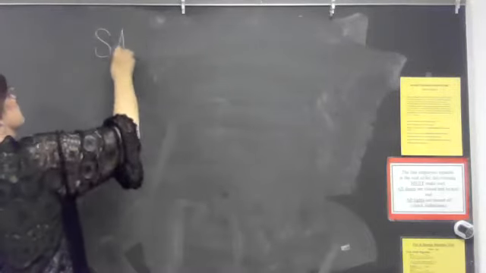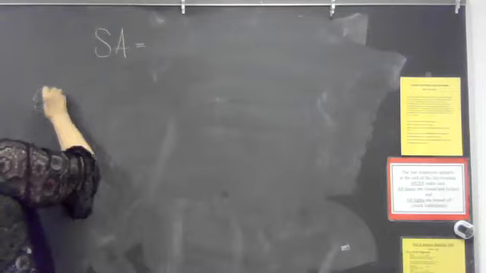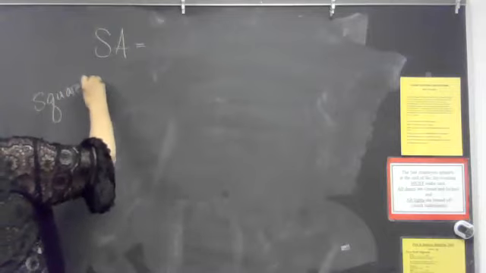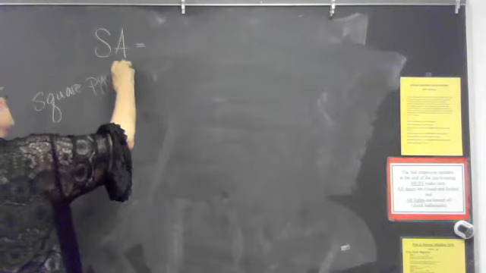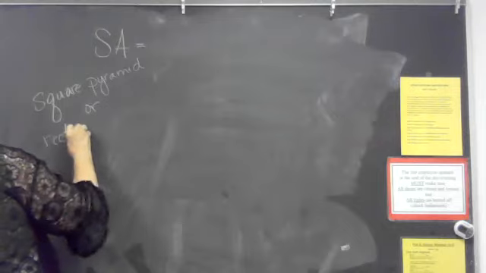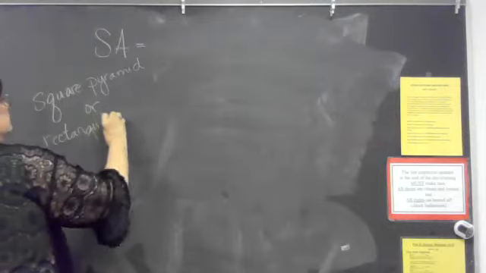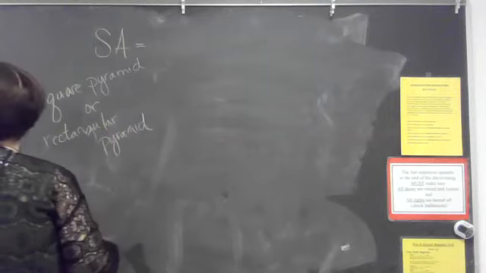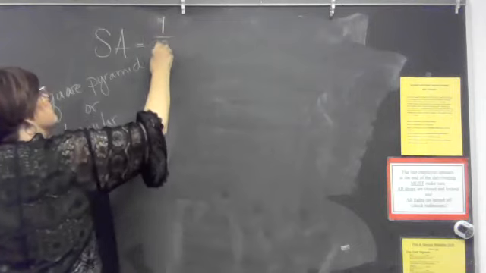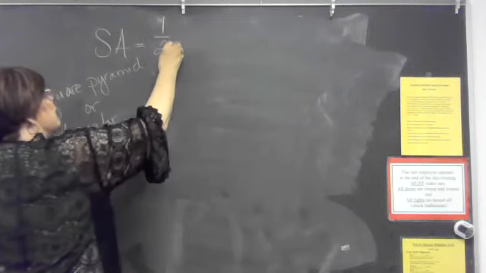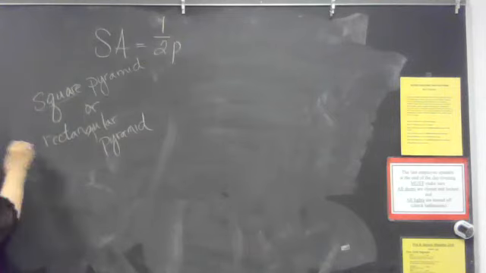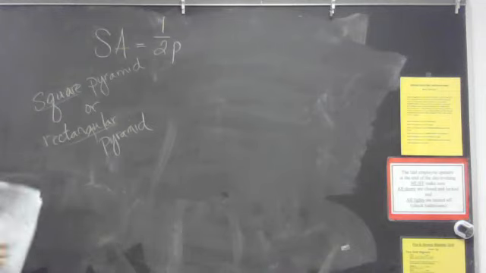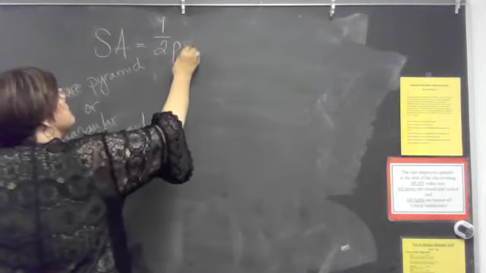surface area. This is for square pyramid or rectangular pyramid. The formula is 1/2 the perimeter of the base, and be careful, the bases are either a square or a rectangle on these last two pages. So the perimeter of the base times the slant height.